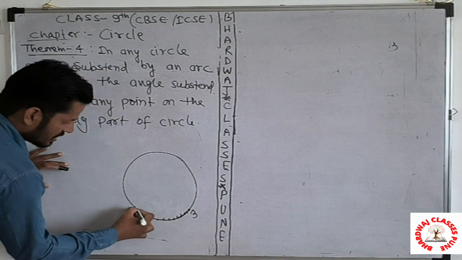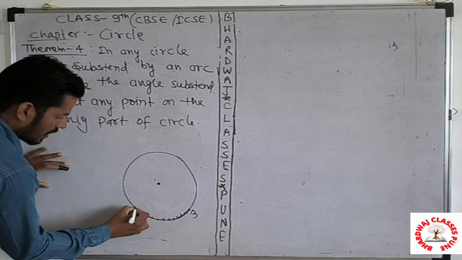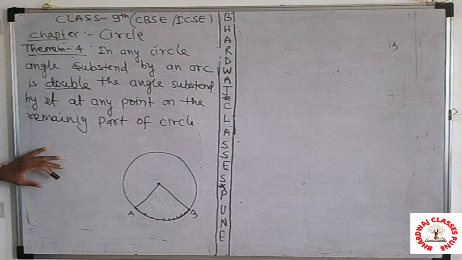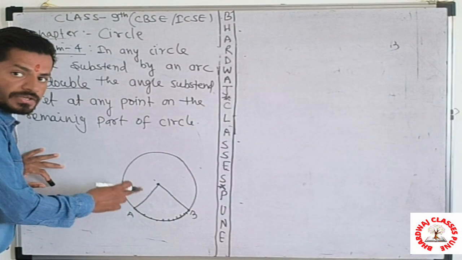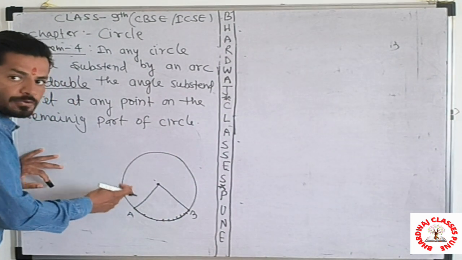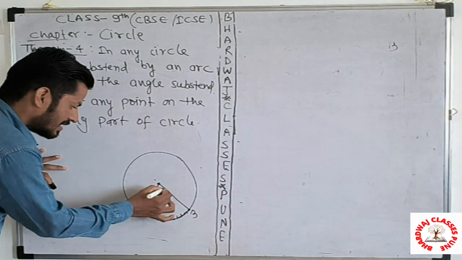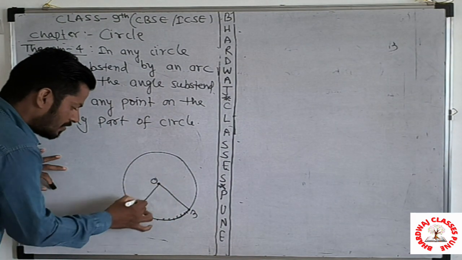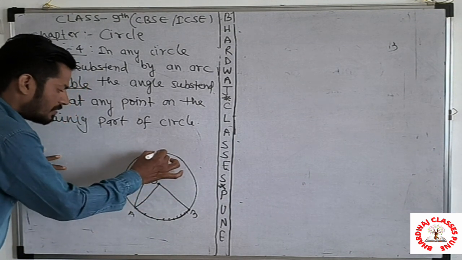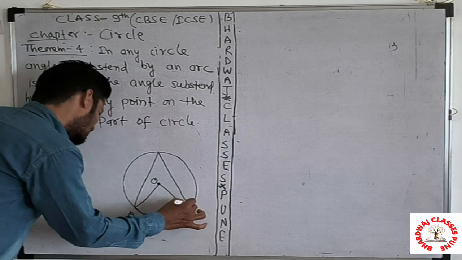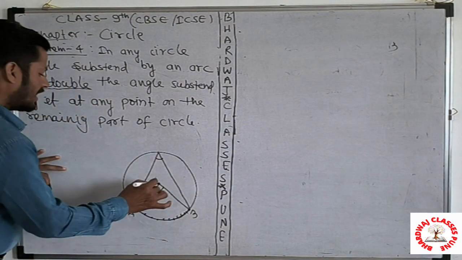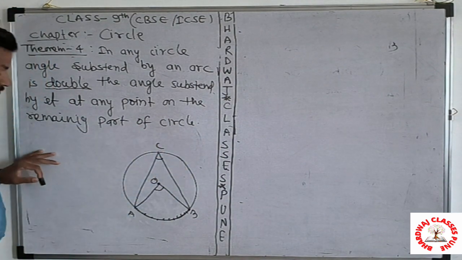This AB is an arc. It is the center. So whatever angle this arc subtends at the center is double the angle subtended at any remaining part of the circle. Let us suppose this is the angle at point O, and now from the same arc we draw one more angle on the circle. This is the angle on the circle, this is the angle at the center. Let us suppose it is C.